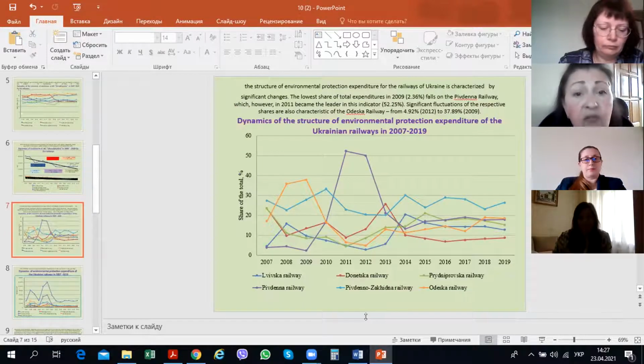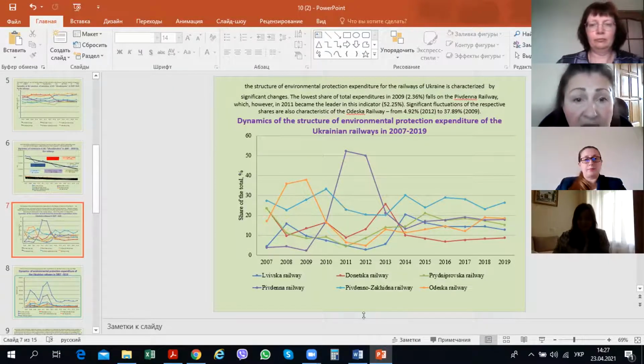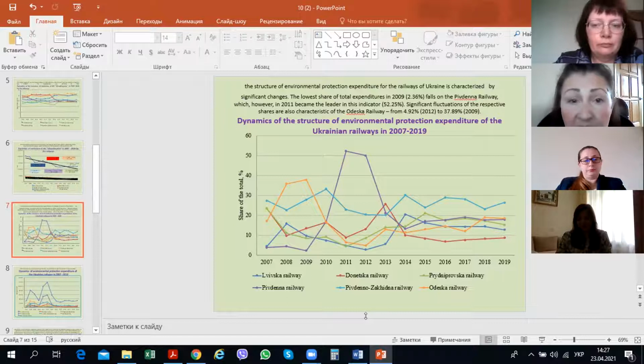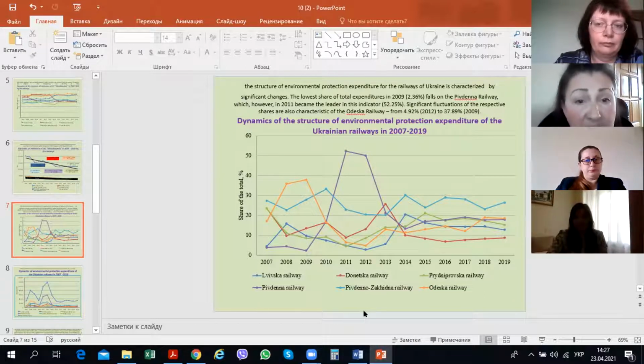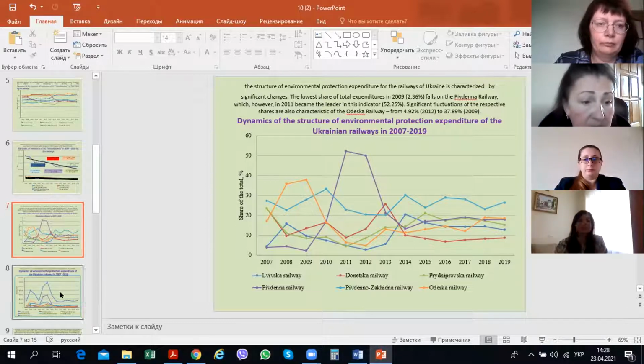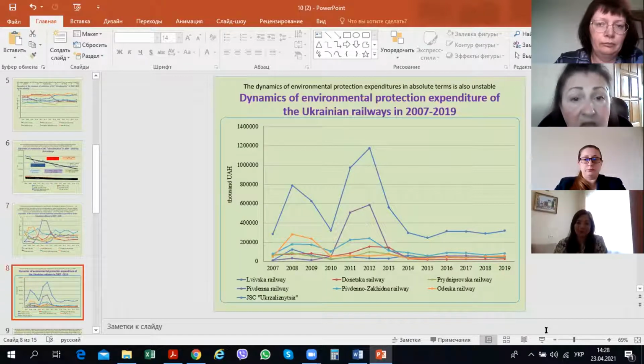The structure of environmental protection expenditure for the railways of Ukraine is characterized by significant changes. The lowest share of total expenditure in 2009 was Pivdenna, which however in 2011 became the leader in this indicator. Significant fluctuations of the respective shares also characterize the Odessa railway. The dynamics of environmental protection expenditure in absolute terms is also unstable.